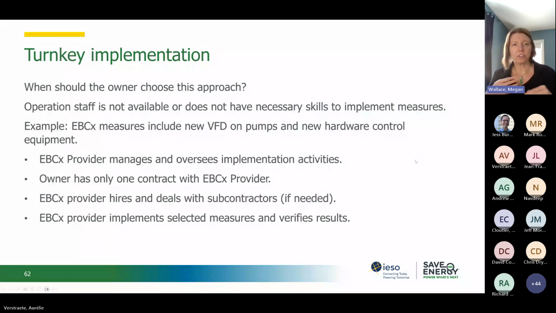So in a turnkey implementation, the EBCx provider manages and oversees all of the implementation activities, and the owner only has one contract with that EBCx provider. The EBCx provider hires and deals with all of the subcontractors as required, implements the selected measures and verifies the results.